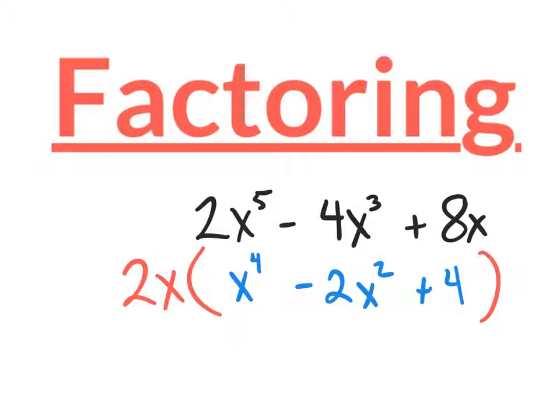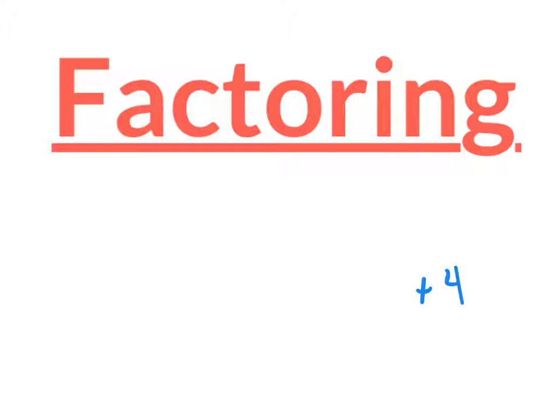That is factoring out the GCF. That was the first method that we learned on the second half of chapter 8. And that's always the first method that you should try. Whenever you see the words factor, always try that. Okay?